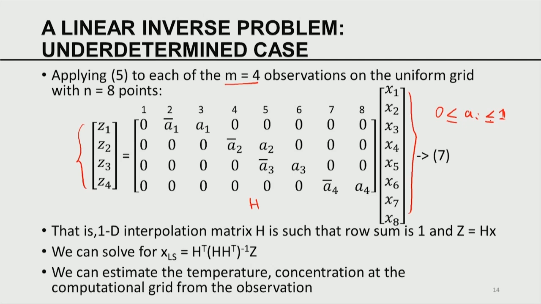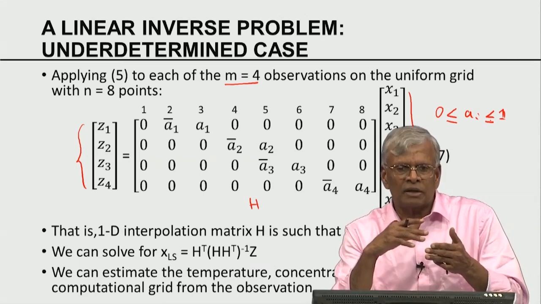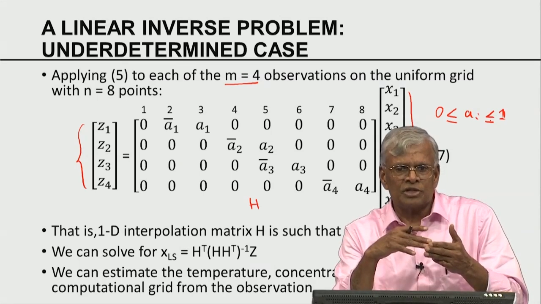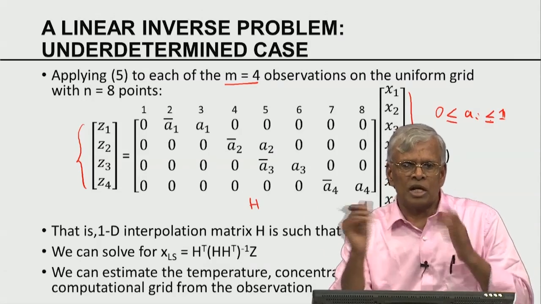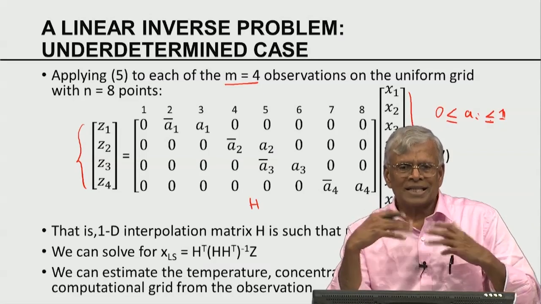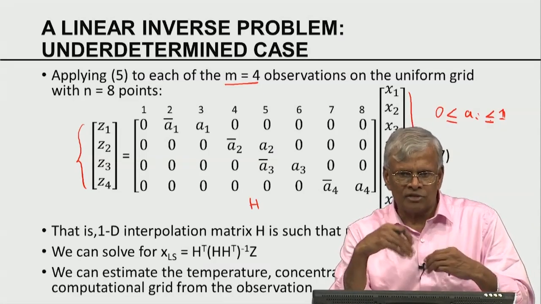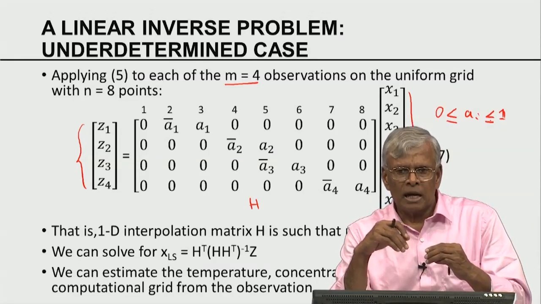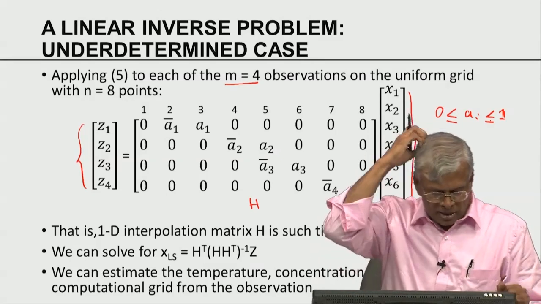If the observation location and the grid point location coincide, there is no need to interpolate. xi will be equal to zj or xi plus 1 will be equal to zj, depending on which grid point the zj lies on. That is an easy case. That is why we are considering a very general case where the observations are not located at the grid points.